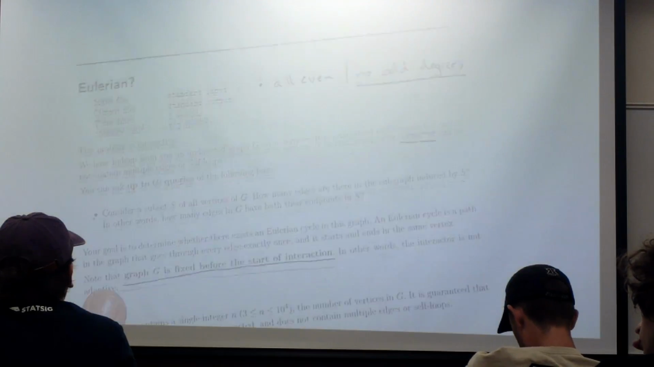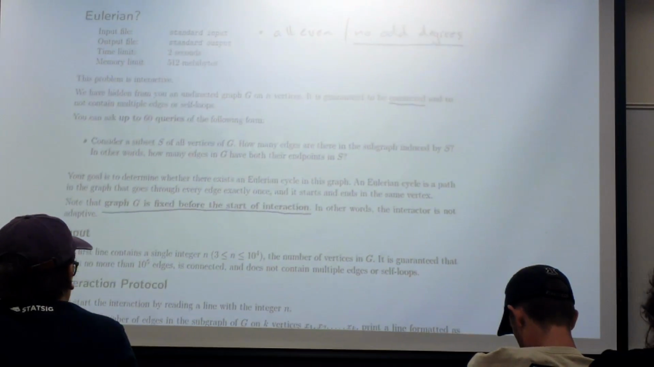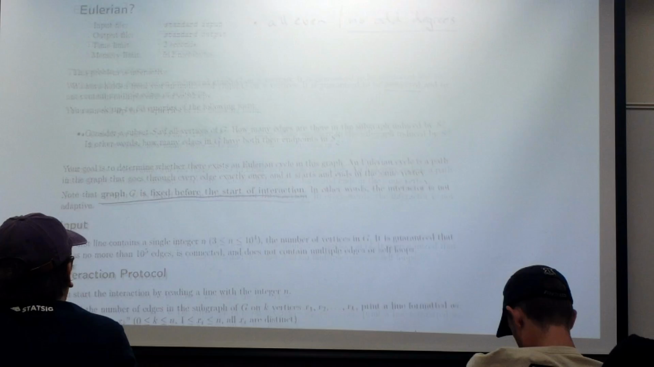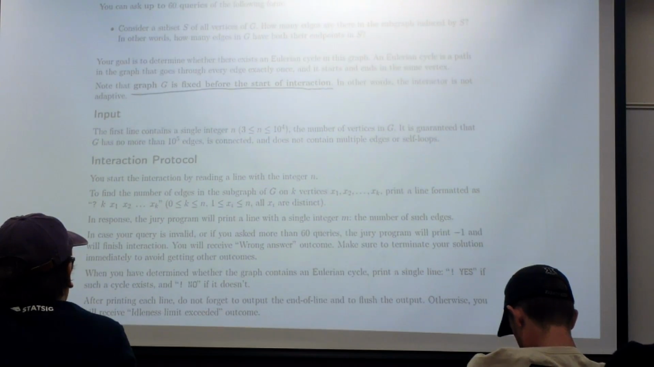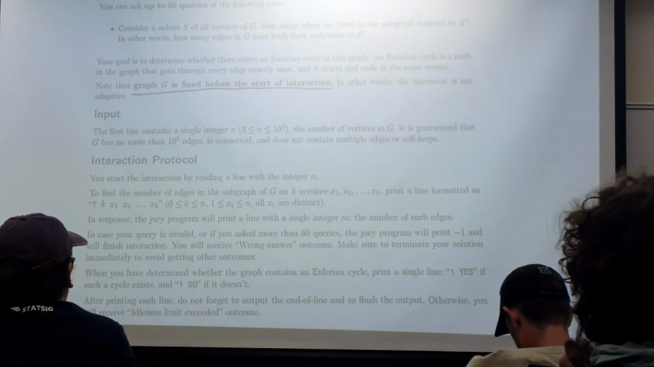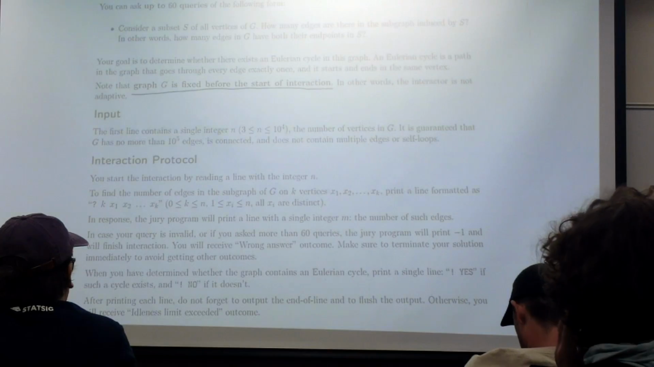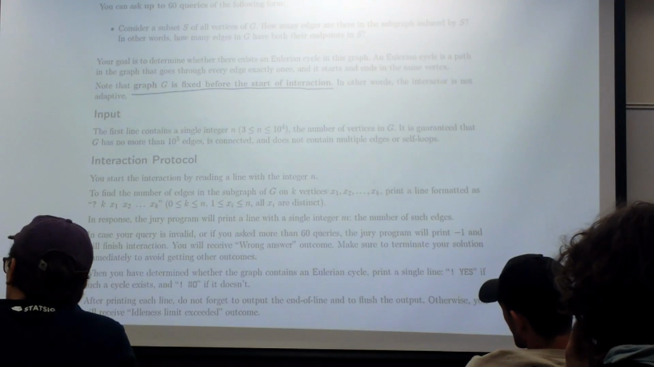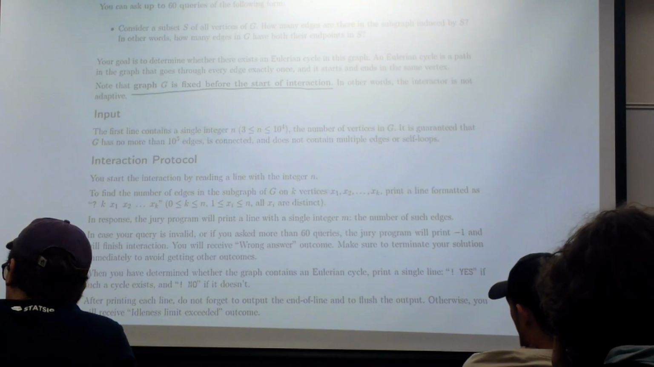So, the number of nodes is up to 10 to the 4th, and the number of edges in the hidden graph, the answer, is up to 10 to the 5th. So, does anybody have any ideas before I just say the solution, because there's not that much time?